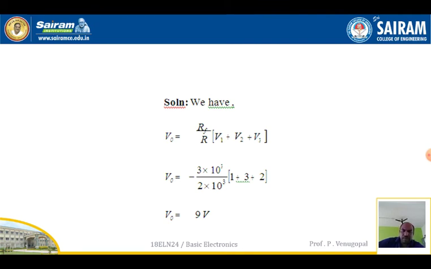Next, V0 is equal to minus 3 times 10 power 3 divided by 2 times 10 power 3, because RF is equal to 3 kilo ohms and R is given, and V1, V2, V3 are given in the problem as 1, 3 and 2. Substitute them, and what will you get? You will get V0 is equal to 9 volts. So 9 volts is the total output voltage of the inverting summer.